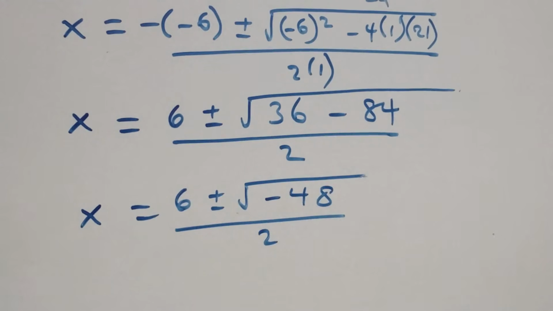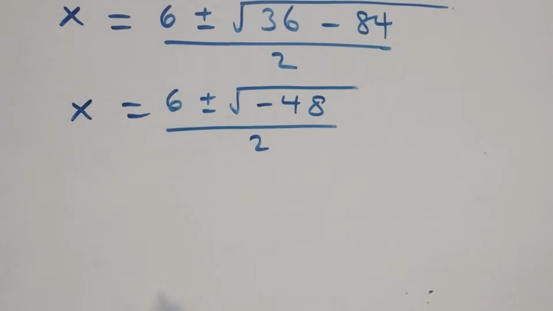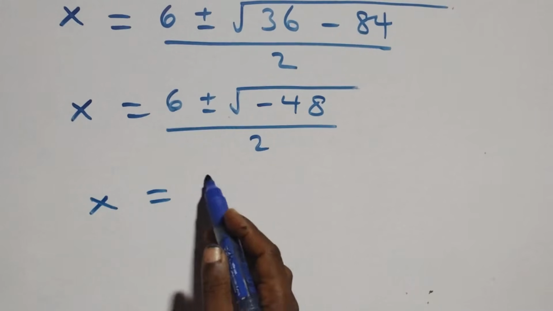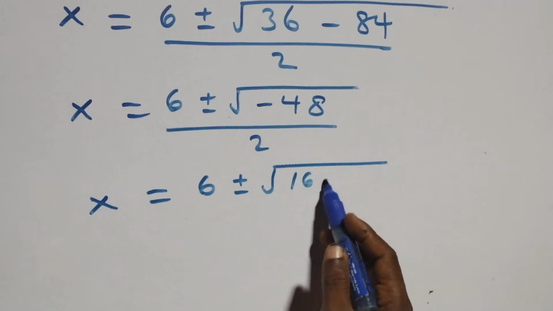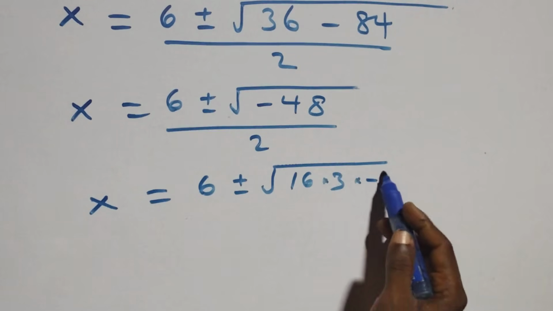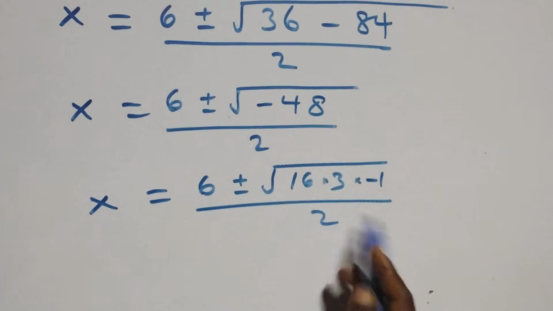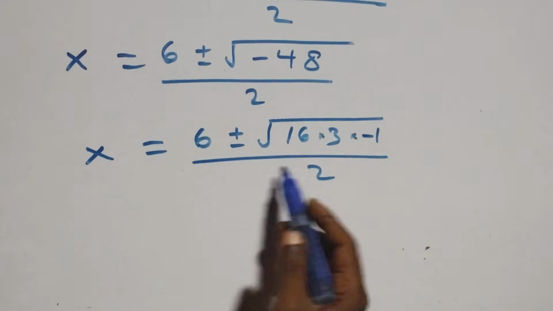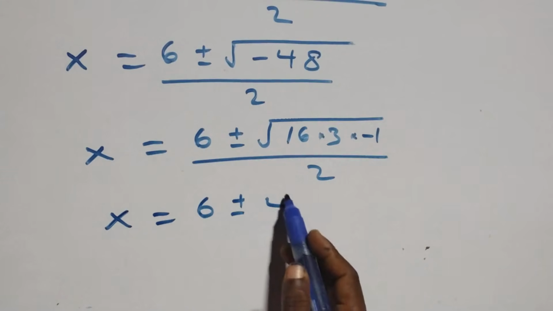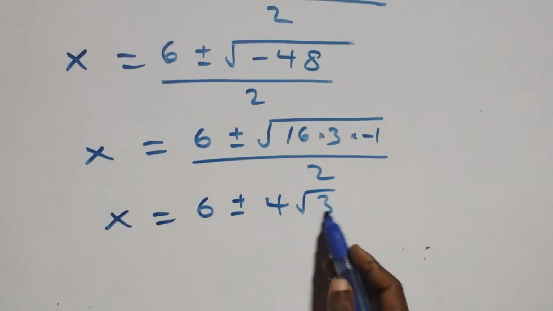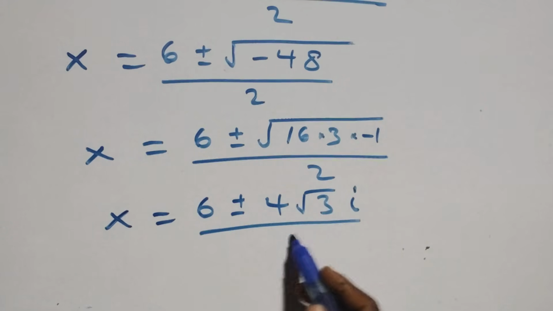And we can also rewrite this as x equals 6 plus or minus the square root of 16 times 3 times minus 1, all over 2 here. When we separate this, root 64 gives 4, so we have x equals 6 plus or minus 4, and root 3 times root minus 1, where root minus 1 is i, all over 2.